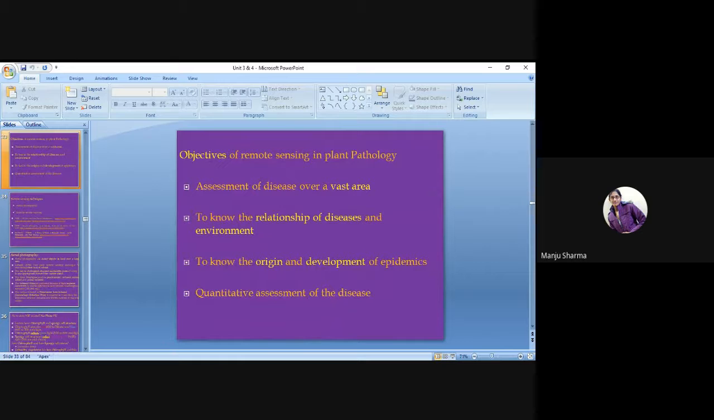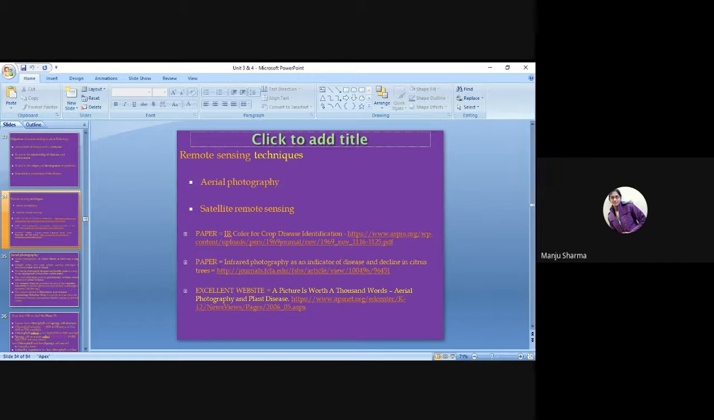Basically, the objective of remote sensing in plant pathology is the assessment of disease over a vast area, to know the relationship of diseases and environment, to know the origin and development of epidemics, and the quantitative assessment of the disease. Remote sensing techniques include aerial photography and satellite remote sensing.